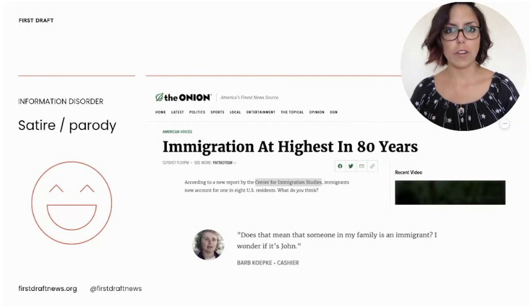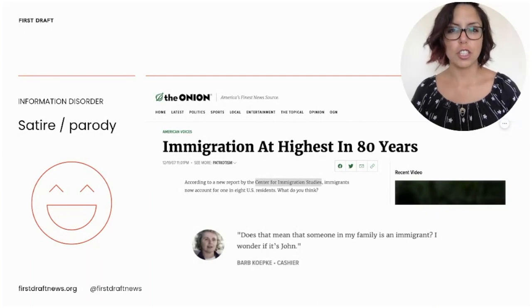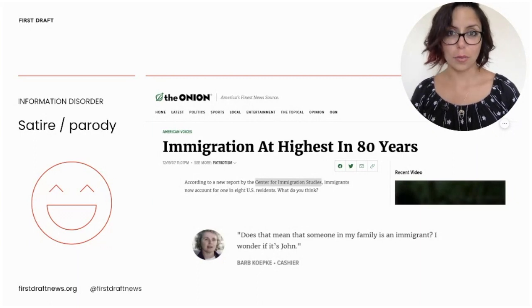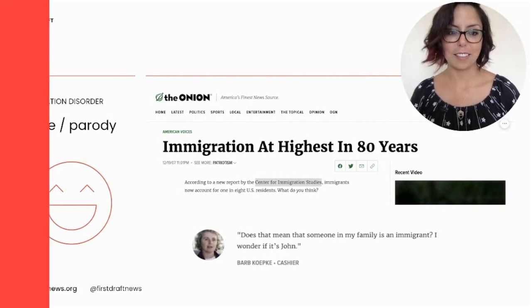This is a story from the satirical website The Onion. So if you read it on their website and you know what The Onion is about, you get that what they do is poke fun at things to make a point. But what happens if someone screenshots the headline and shares it in a WhatsApp group? It's lost that original context and therefore can possibly be misleading.